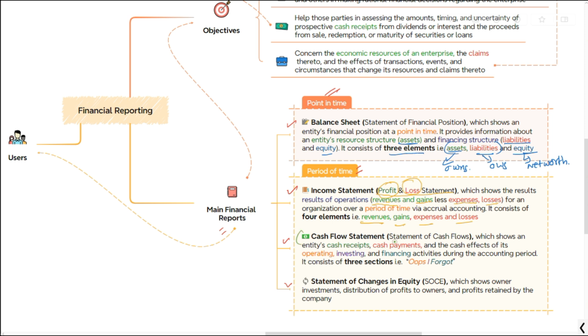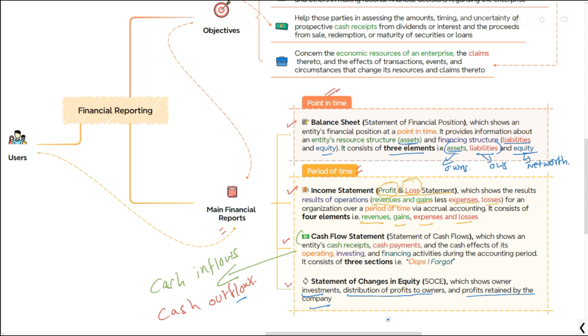Cash flow statement. The cash flow statement is also known as a statement of cash flows. The statement of cash flows shows the cash receipts and cash payments of the organization, or in other words, the cash inflows. You get information about your cash inflows and the cash outflows. Now we have a statement of changes in equity. A statement of changes in equity shows owners' investment, distribution of profits to owners, and the profit retained by the company. So these are the main financial reports.